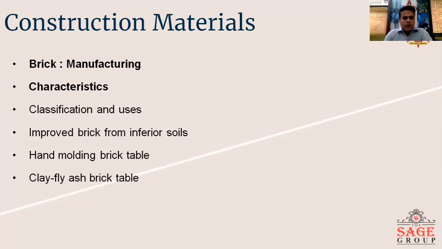Now, let's come to the topic of brick. The brick topic mainly consists of its manufacturing, its characteristics, its classification and uses, improved bricks from inferior soils, hand molding brick table, and clay fly ash brick table. Now I'm going to tell you about the manufacturing process of a brick, how the brick is prepared, burning, its properties, its uses, and tests on brick. Definitely, I'm going to give you the overall introduction about the brick.